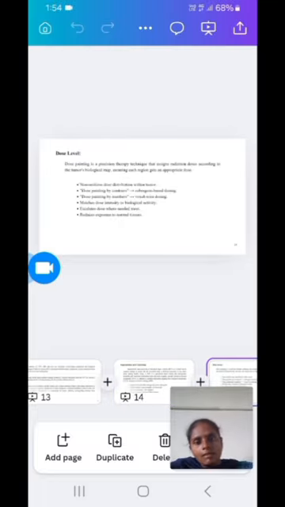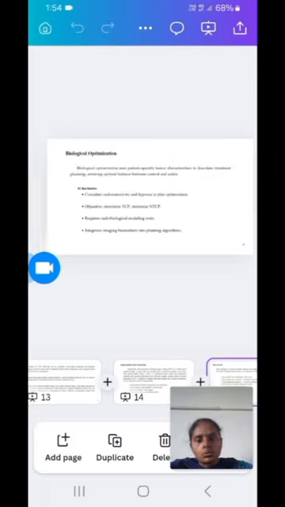Dose leveling. Dose leveling is a precision therapy technique that assigns radiation dose according to the tumor's biological map. Ensure that each region gets the appropriate dose. Non-uniform dose distribution within the tumor. Reduce the exposure to the normal tissues.